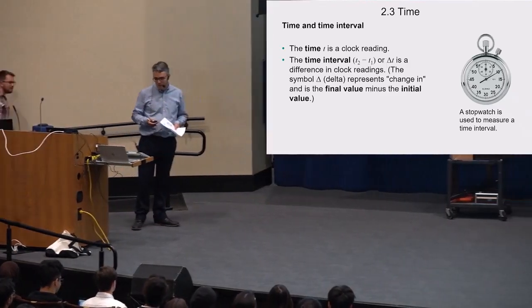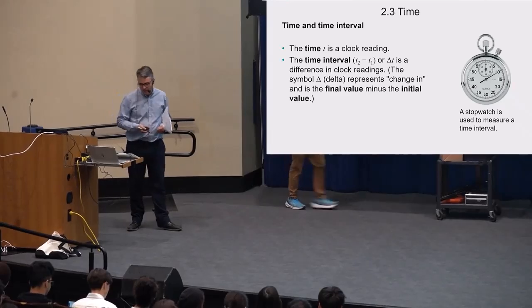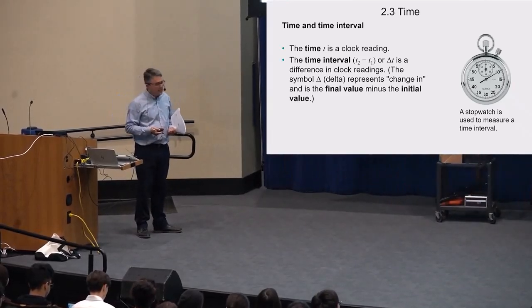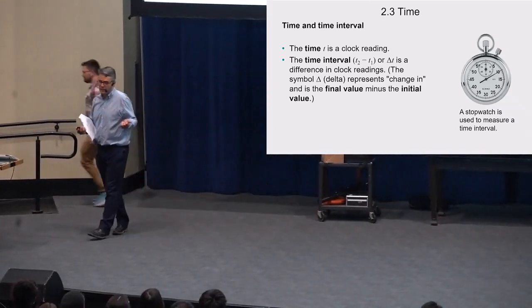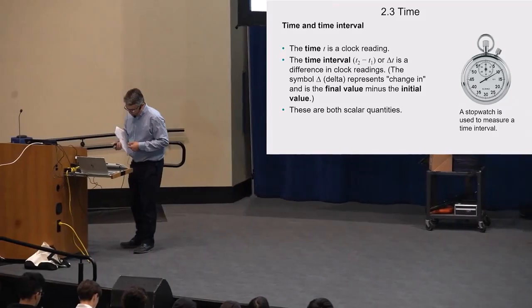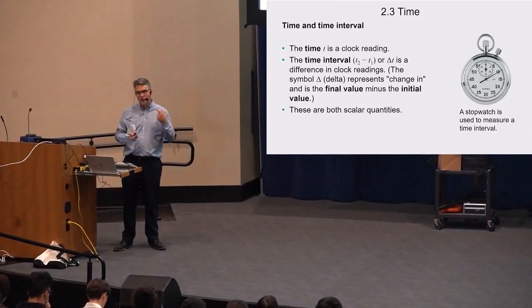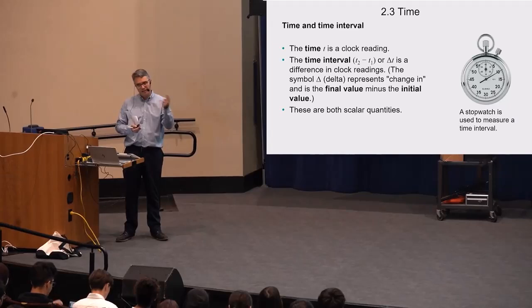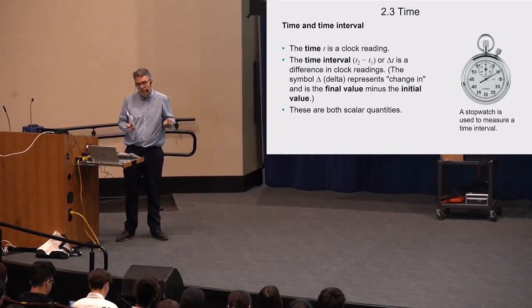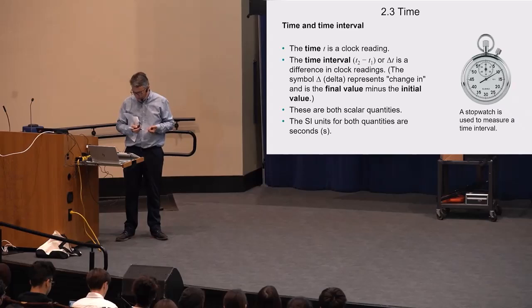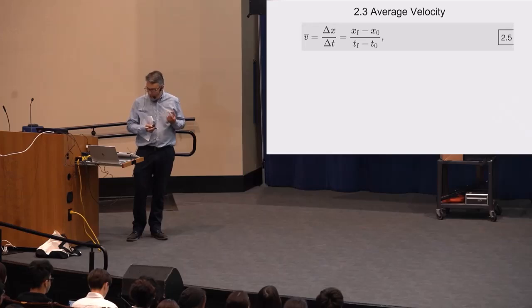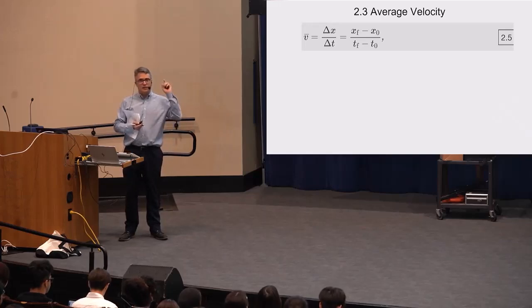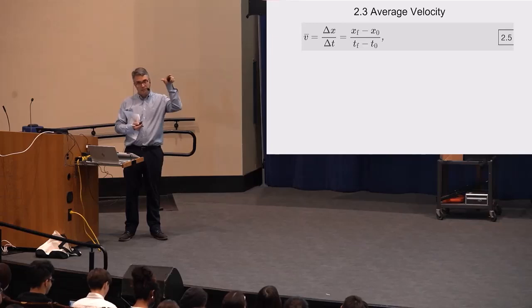A time interval, t final minus t initial, or t2 minus t1, is a difference in time readings. So you put a delta, that triangle, on the t, and you get delta t. And it's a scalar quantity, so unlike position or displacement, it doesn't really have any direction associated with it. It's just a number. And the SI unit for time is seconds, which is what we'll use today. Average velocity is the displacement divided by the time interval.